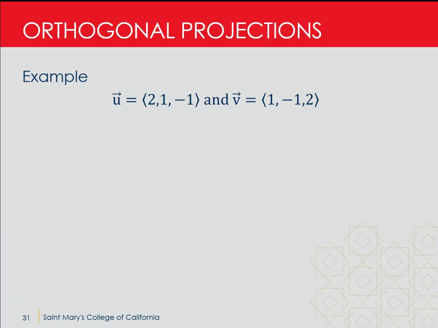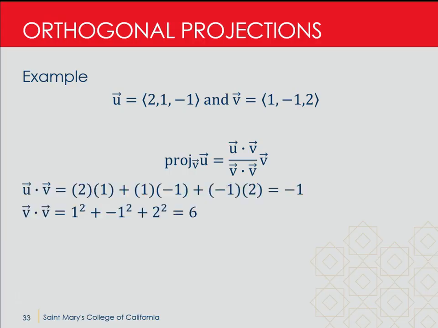Okay, so having said all that, once we have the formula, this really isn't that bad. We would have u and v, and we want the projection of u along v. The formula will give it right there. So we have to calculate each of these pieces. Well, u dot v is -1. And that's how we find that.